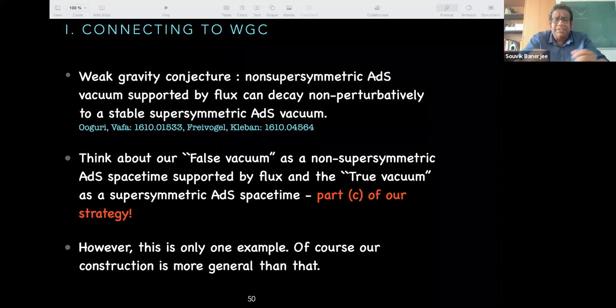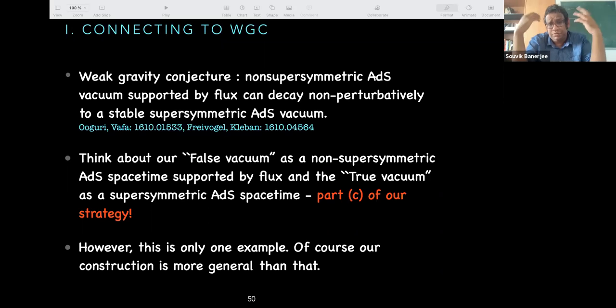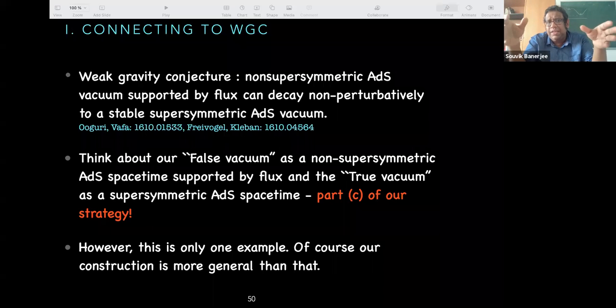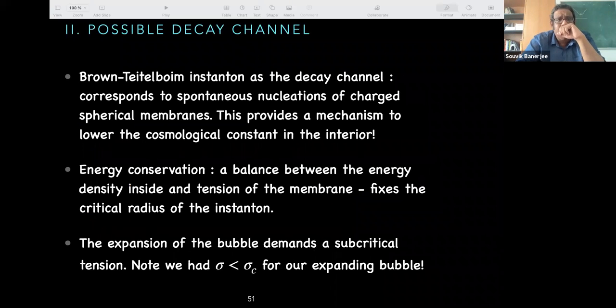However, this is only one example. Our construction is even more general than that. It is true for any vacuum with lower cosmological constant, which is the true vacuum, and the false vacuum with higher cosmological constant. But this particular example of non-supersymmetric to supersymmetric decay gives you one particularly interesting example. And the decay channel, this is known from Brown and Teitelboim, who discuss the spontaneous nucleation of charged membranes in a theory of gravity where you have antisymmetric field tensors, like, as we mentioned once, F3 or F5, whatever. And then you can have a spontaneous nucleation of charged membranes. And this provides a mechanism.